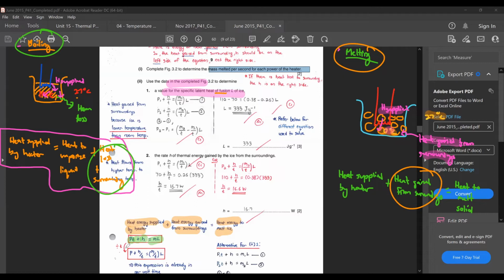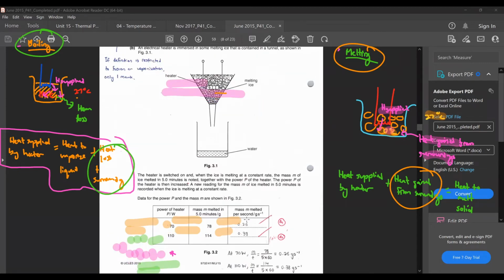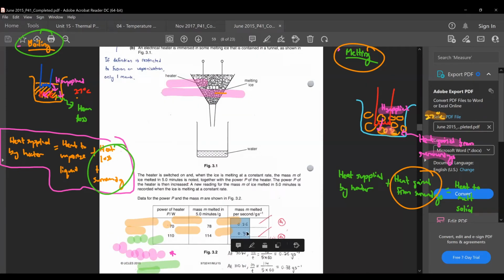You can actually modify this equation to be in terms of per unit time, where you divide this equation by time. So it becomes (P plus H) over T equals M over T times L. All right. Now, the reason why I would want to use the equation in terms of per unit time is because the value of mass that I'm given, which you found in the previous table, is actually already in per unit time. This value that you have here is not mass itself. It is mass per unit time.